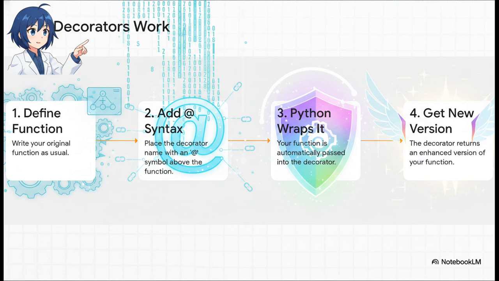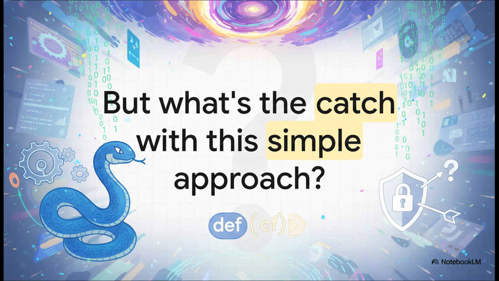So how does this magic actually work? Well, it's actually way simpler than you might think. All you do is put the decorator's name with an @ symbol in front of it, right on the line above your function definition. That's it. Python sees that and does the rest of the work for you, automatically passing your function through the decorator and swapping it out with the new, supercharged version. Okay, that seems almost too easy, doesn't it?